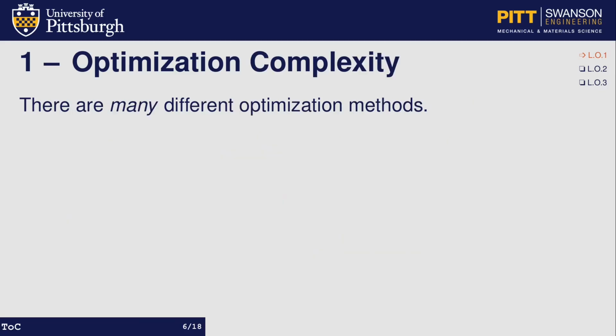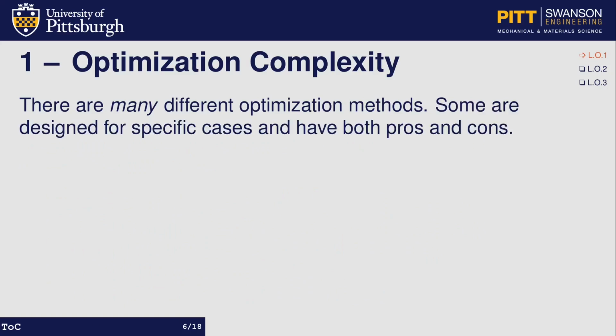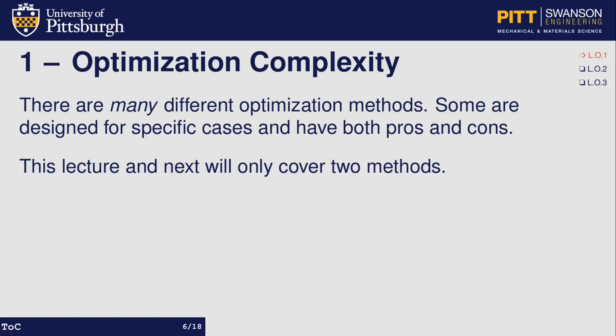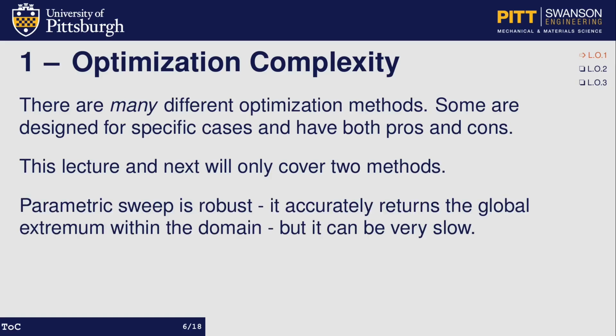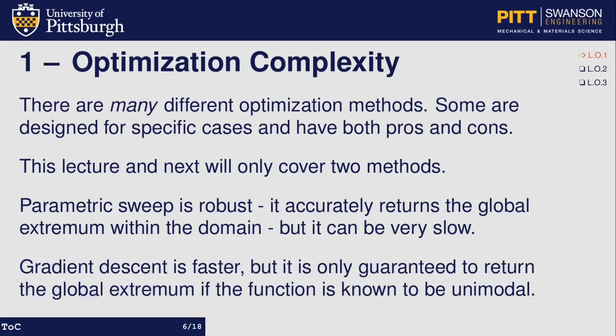There are many different kinds of optimization. Some of the methods are designed for very specific cases, and they will have both pros and cons. This lecture and the next will only cover two methods. We have parametric sweep, which is robust in that it accurately returns the global extremum within the domain, but it can be very slow. And we have gradient descent, which is faster, but it's only guaranteed to return the global extremum if the function is known to be unimodal. That is something that we'll talk about more in the next lecture.